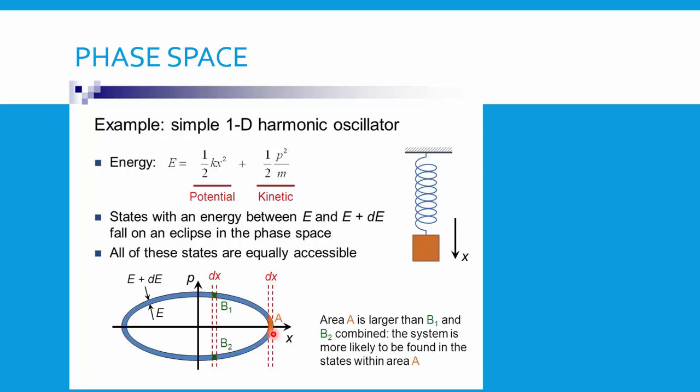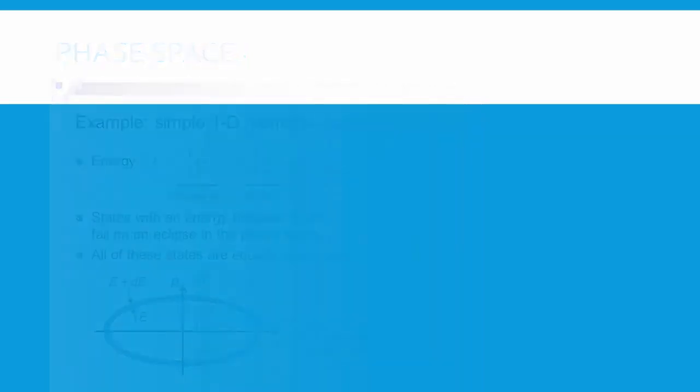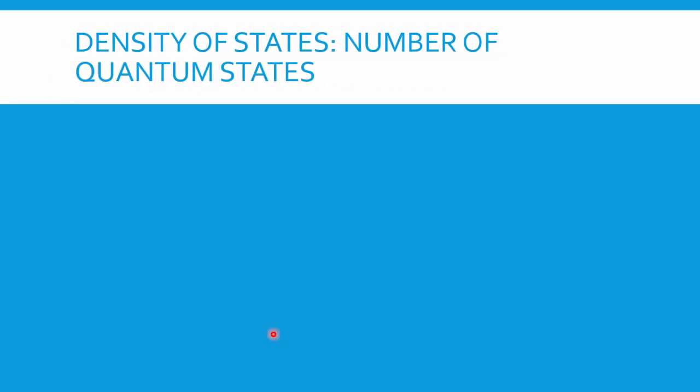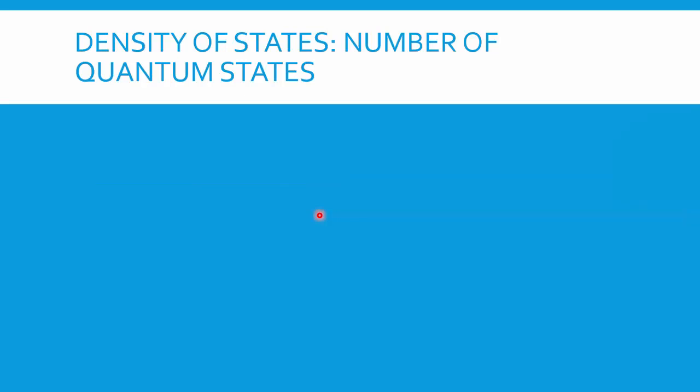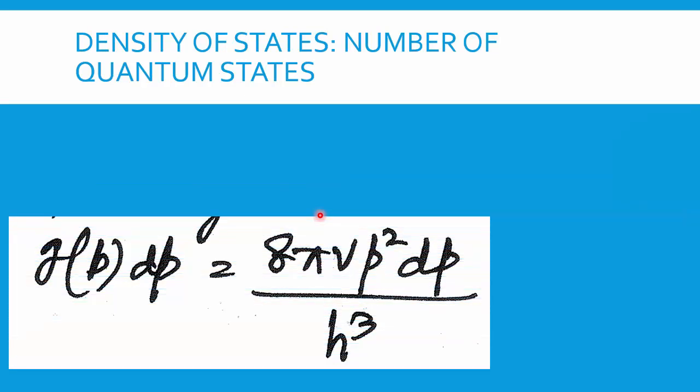Why do you need to calculate the area for one dimension? For a three-dimensional case, the density of states is calculated based on this formula. Density of states, or number of quantum states, G. I will explain number of quantum states now, but density of states or number of quantum states is defined as volume in phase space within P and P plus dP divided by h cube. That is the definition. From there we have this formula.